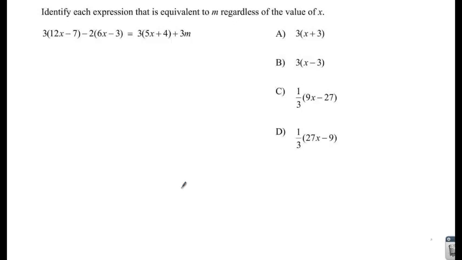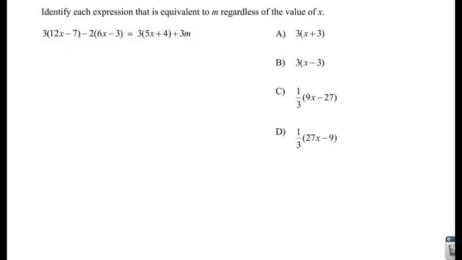Okay, this is concept 11.2, and it's very similar to 11.1. In fact, if you haven't watched the 11.1 video yet, you should probably watch that. So in 11.2, what we're asked to do is simplify all of this, solve for m, and then once we solve for m, figure out which of these is equivalent to m. And there can be more than one, just to add a little wrinkle.